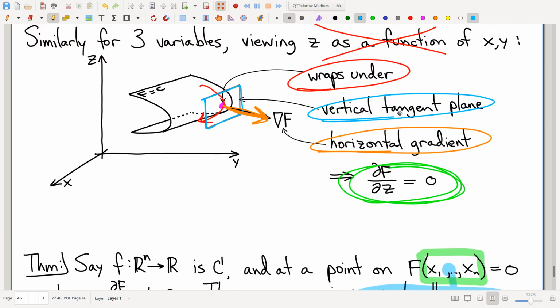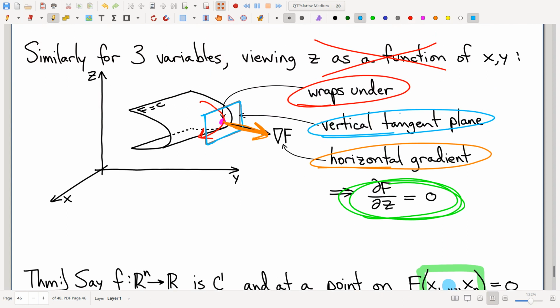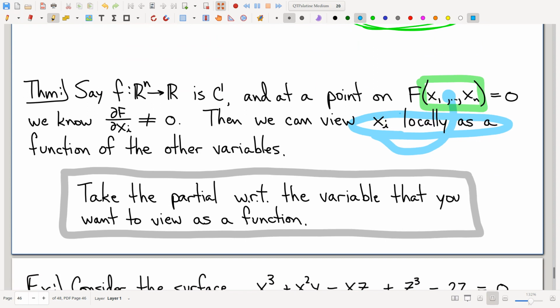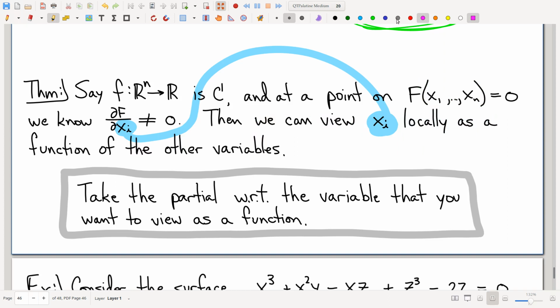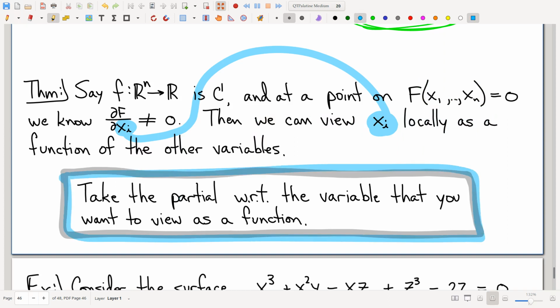Well, problems. And so basically this argument here, you just generalize this argument. We can't draw the picture in higher than 3 dimensions, of course. But morally, a generalization of that argument tells you what the test is, and that is as follows. Whatever variable you want to view as a function, take the partial with respect to that variable. And if it's not 0, then no problem. That's the general test. And just to emphasize, you always take the partial with respect to the variable that you want to view as being a function.